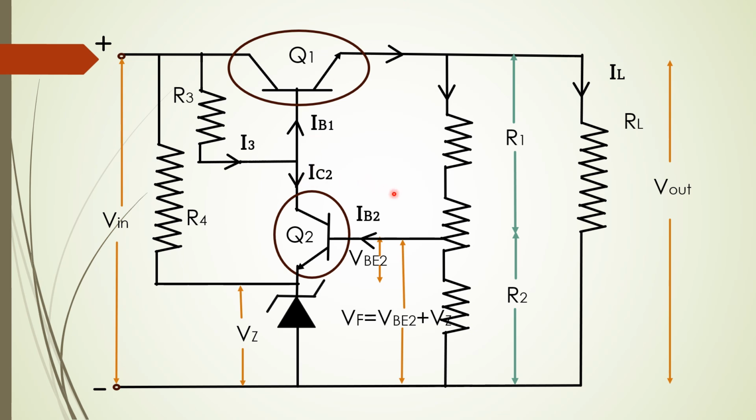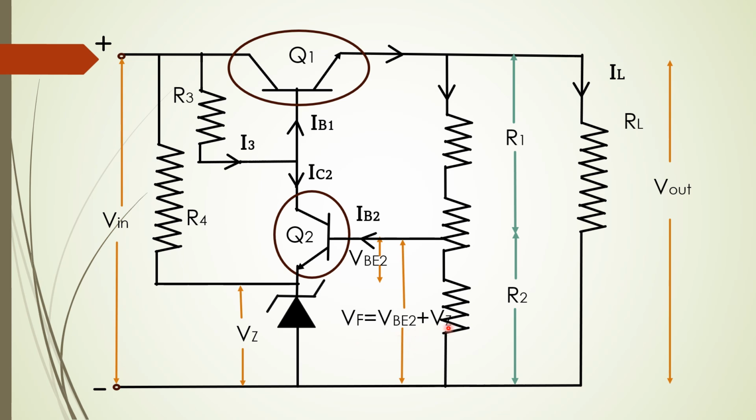Same as the previous circuit, we'll assume a case to understand the circuit better. For case 1, if my output voltage is increasing, let us check how it is being compensated or controlled. When the output voltage increases, the voltage across R2 increases as it is part of the output circuit, and this is reflected in the feedback voltage Vf, which increases because it is the voltage across R2. Also, Vf is the summation of VBE2 plus Vz.